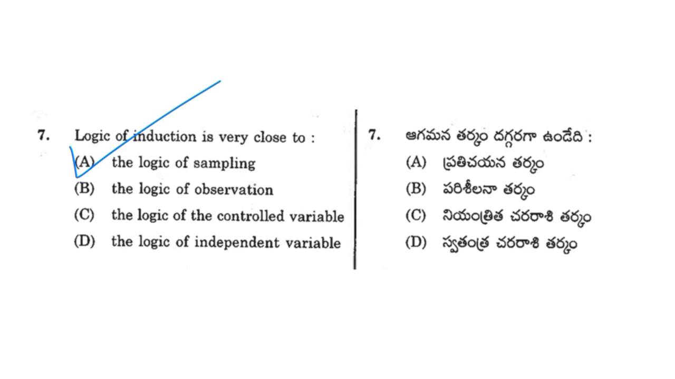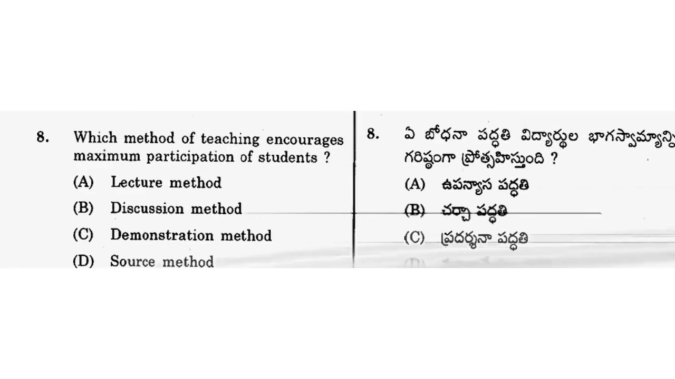Inductive reasoning moves from particular observations to general conclusions. This is exactly what happens in sampling, where we observe a sample and generalize the findings to the entire population. So, the logic of induction is closest to the logic of sampling. Next question.